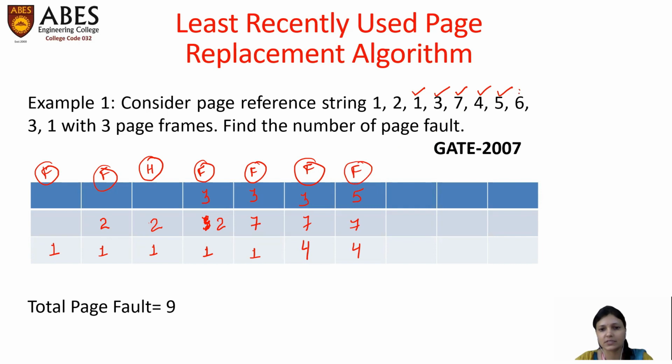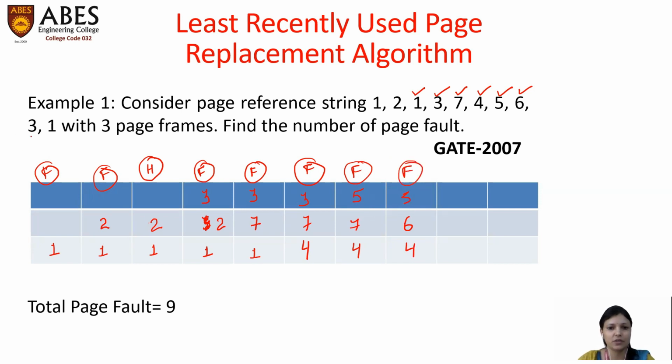Next value is 6. So again, 6 is not in the memory frame. So we have to replace 1 page out of these 3 pages to insert the value 6. Out of 5, 7 and 4, 7 is the least recently used value. We will insert 6 in place of 7. This is also a page fault.